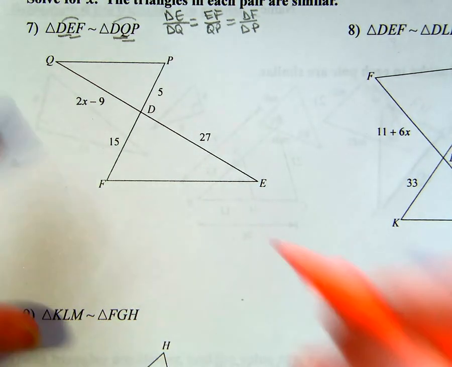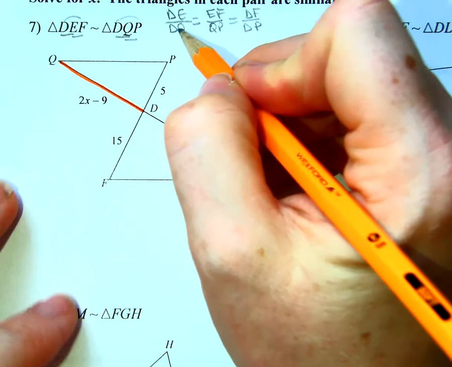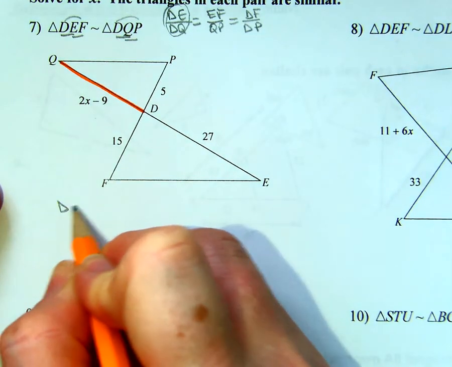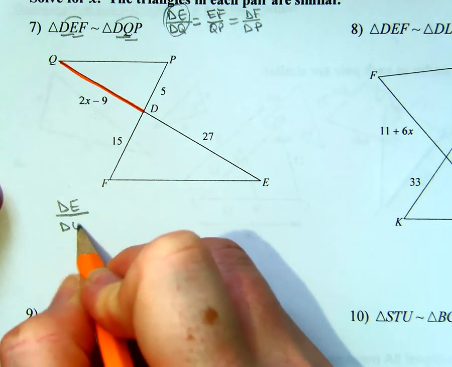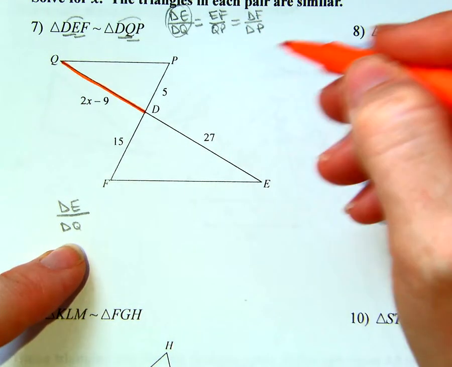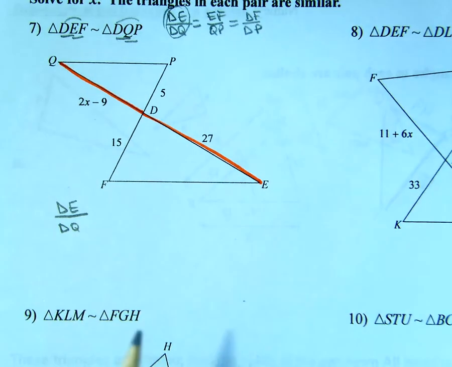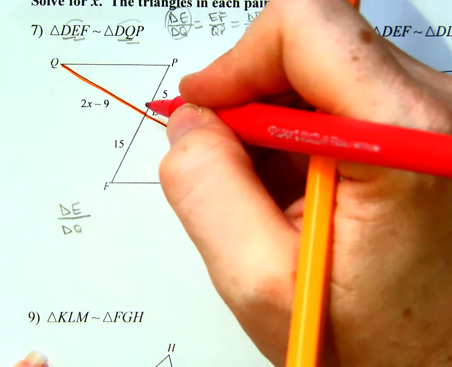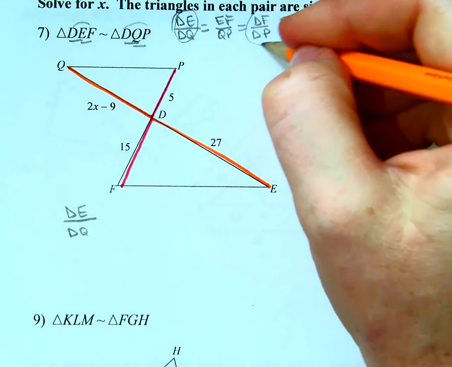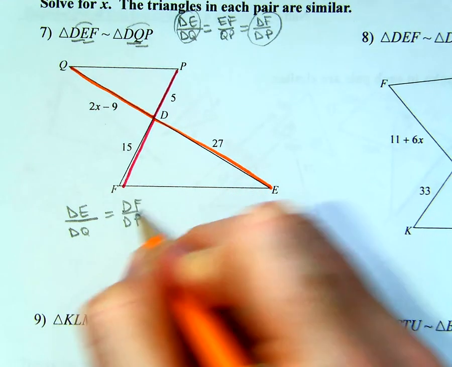Okay, so I know I need DQ or QD, so I'm going to say, okay, well, here's QD, so there's where I'm going to start. I know I'm going to be looking at DE is to DQ. So DE is this guy right here. And then my other piece of information, we've got DP and DF. DP and DF is this last relationship right here, so we can say is equal to DF over DP.